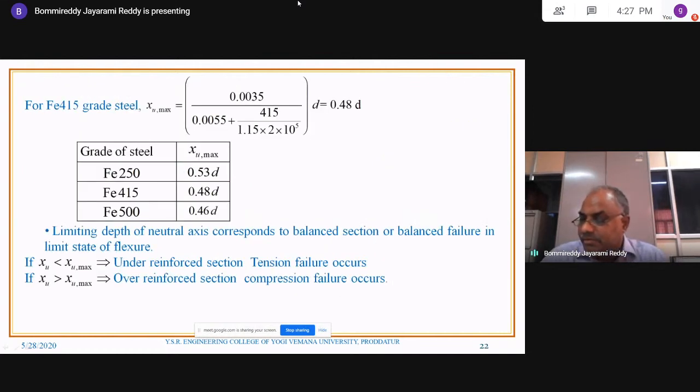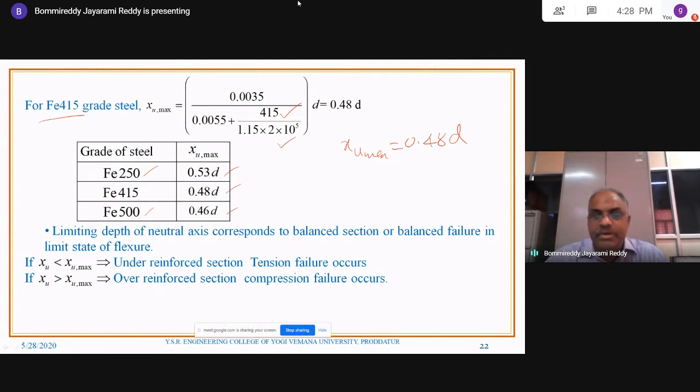And for Fe 415 grade steel, in the previous equation, Fy is 415 and the modulus of elasticity is 2 into 10 power 5. If we calculate this value, this entire thing is 0.48 D. So now XU maximum is equal to 0.48 times D for Fe 415 grade steel. In the same way, you can compute for 250, you can compute for 500 also, and accordingly 0.53, 0.48, 0.46D are the limiting depths of the neutral axis for different grades of steel.